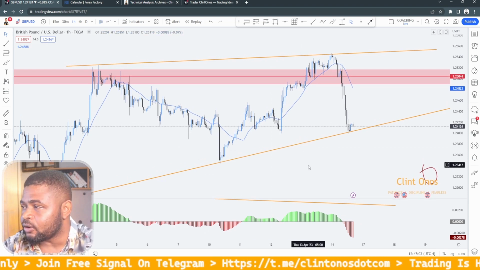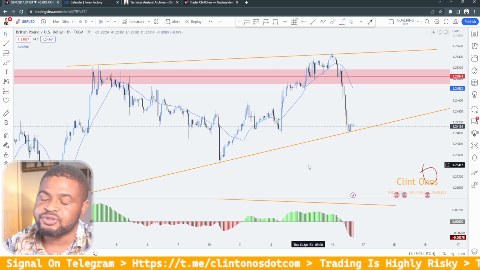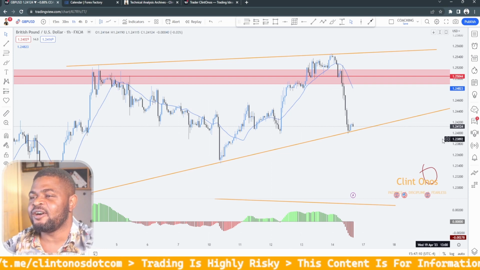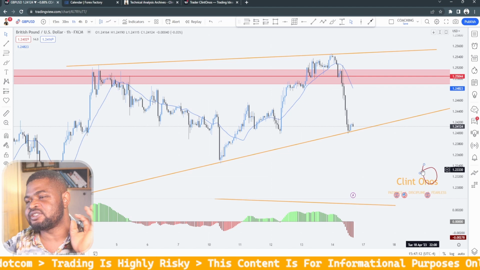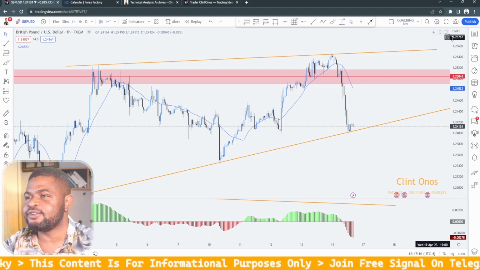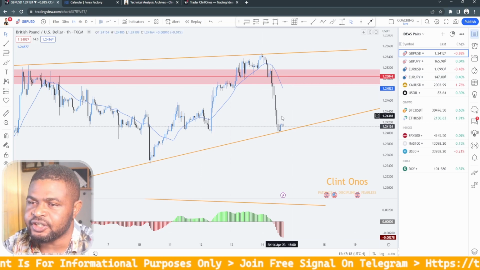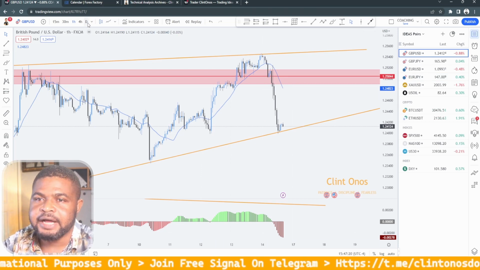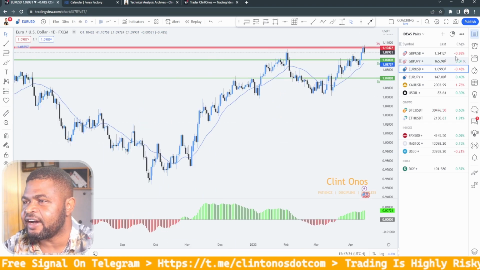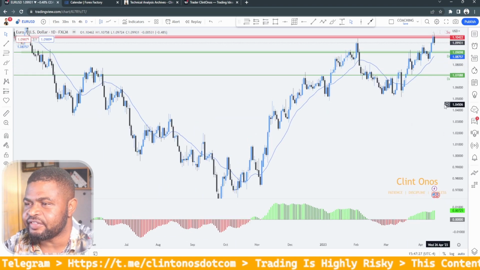Because of time constraint, probably sometime in the future I'll add another pair, but for now I am putting all my effort into studying the euro USD and the pound USD. So that's that for the pound USD. Let's quickly look at the euro USD, which is like a sister to the pound USD, right?